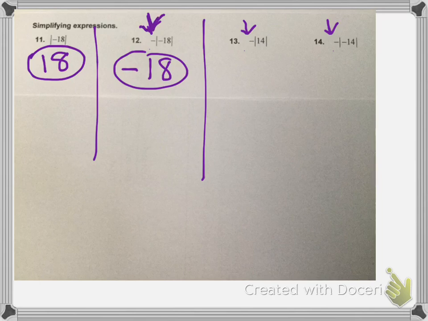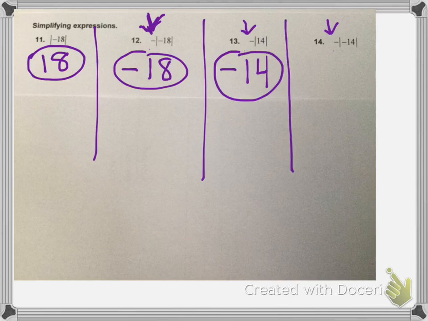Okay, 13, you have that negative symbol there. Bring that down. And then you're going to find the absolute value of 14. How far away is 14 from 0? That would be 14. There's your answer. And number 14, again, we're going to bring down. We have that negative in front. Bring that down. Absolute value of negative 14. How far away is negative 14 from 0? That would be 14. So your answer there is also negative 14.